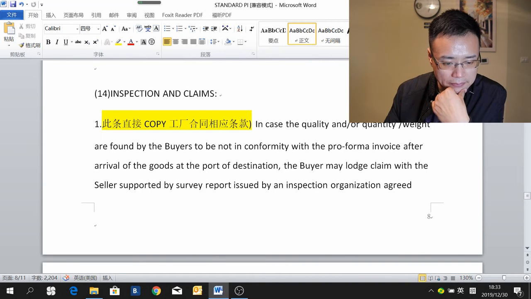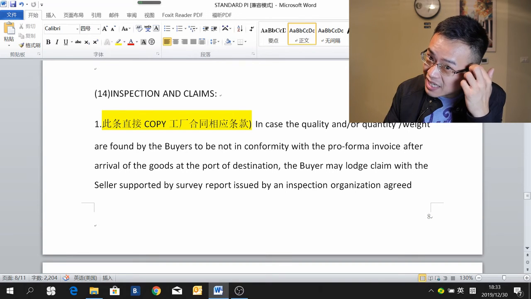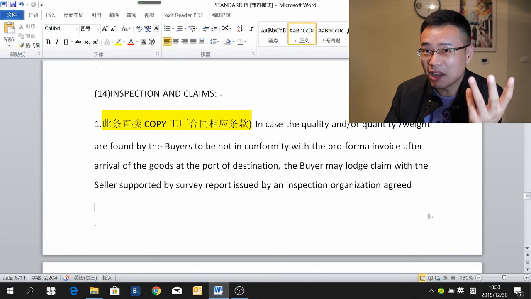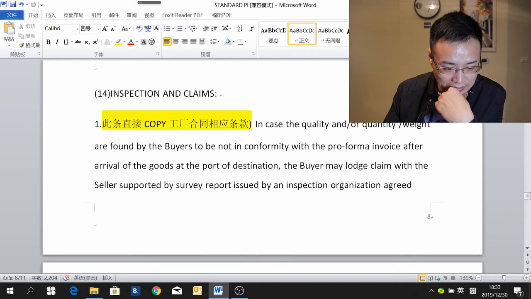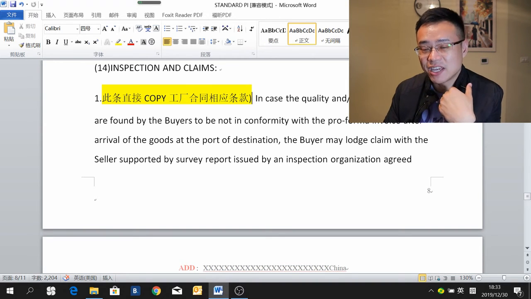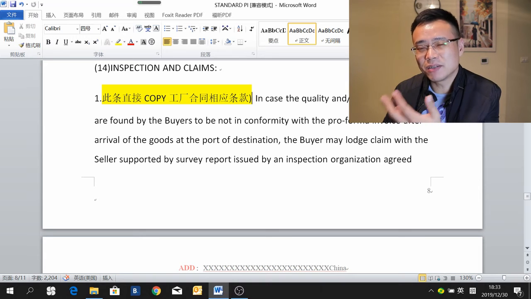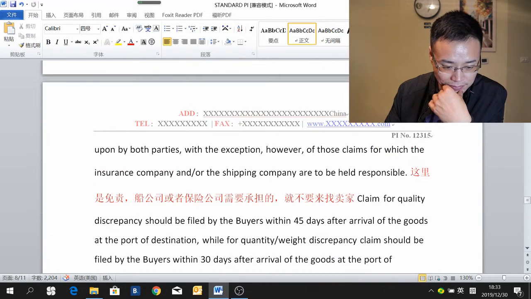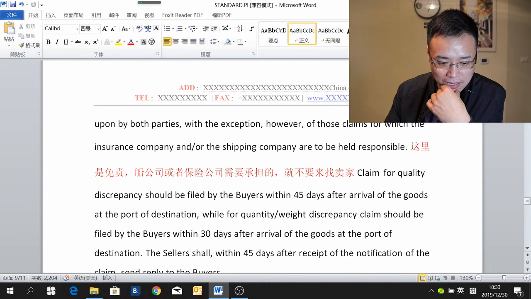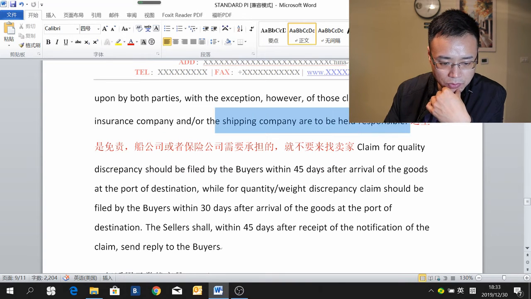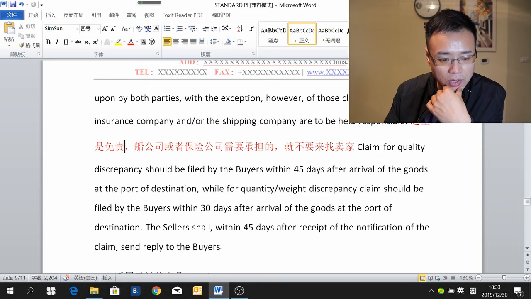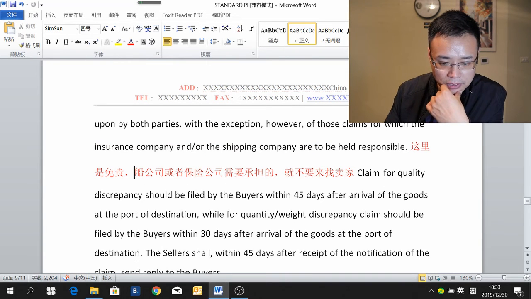Inspection and claim. For such a term, as a trading company, normally we just copy exactly from our supplier, from the manufacturer. No matter what terms they give me, I will pass the same term to my client. It's quite a long term. I will not read everything here for you. Basically, this is to avoid your responsibility for this.